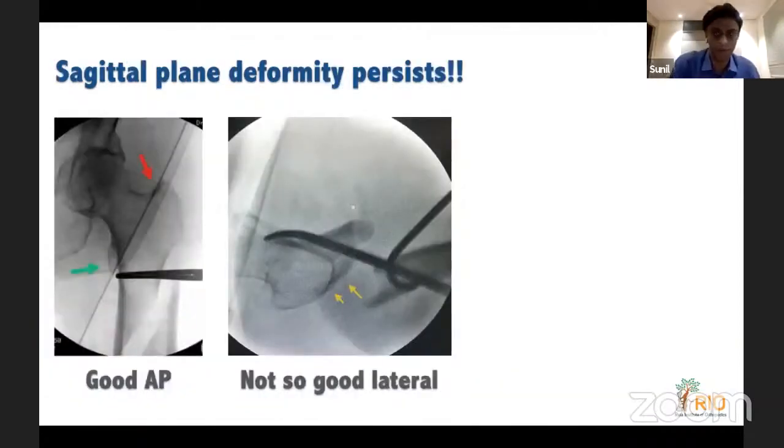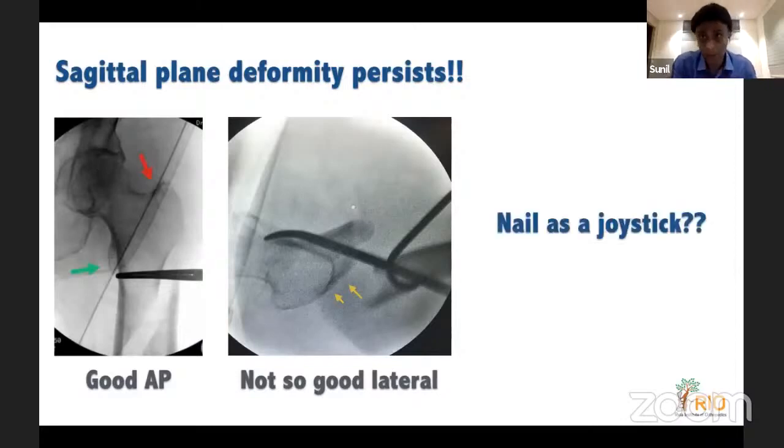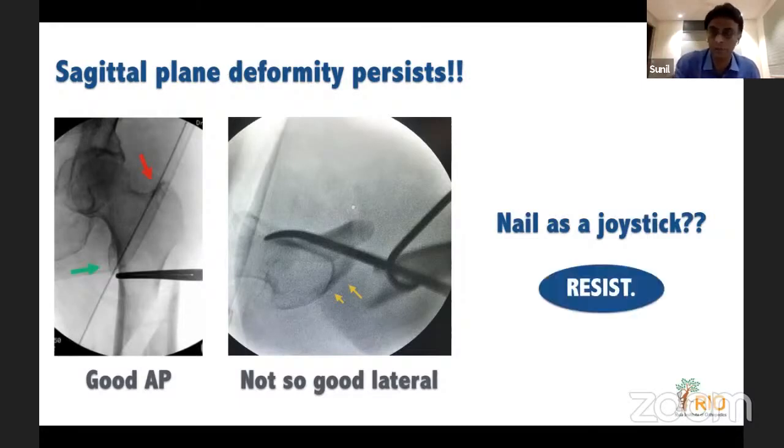So you got your AP reduction right, but your lateral still does not look good. At this point, you can see the artery clamp lying over the proximal fragment, but my flexion is still not corrected. A lot of us will think, can I go ahead and try to nail along the axis of the proximal segment and then get into the distal segment? I think you should resist, because as you can see, the proximal segment posteriorly is extremely short and your nail will never work effectively as a joystick here.